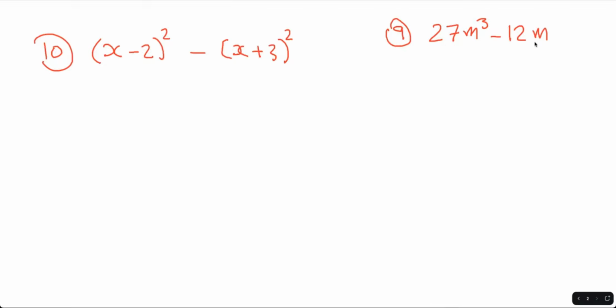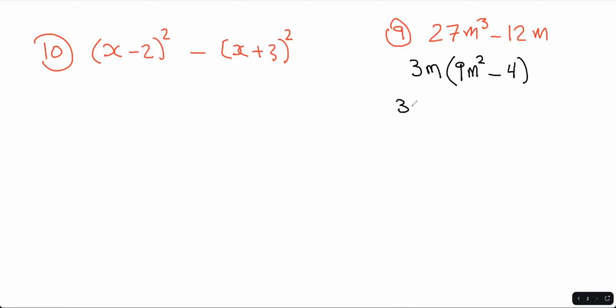We should notice that there's a greatest common factor, and the greatest common factor here is going to be 3m. You open brackets, now 27m cubed divided by 3m is going to give you 9m squared, and minus 12m divided by 3m is going to give you 4. Now 9m squared minus 4 is a binomial with 2 perfect squares, so we could use the factoring of the difference of 2 squares for that.